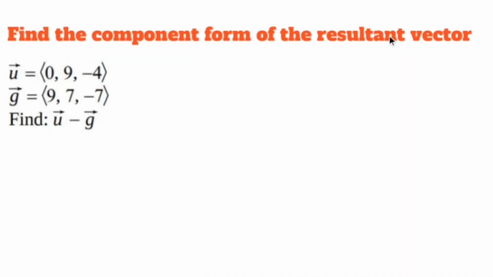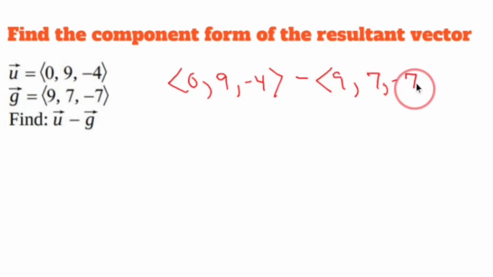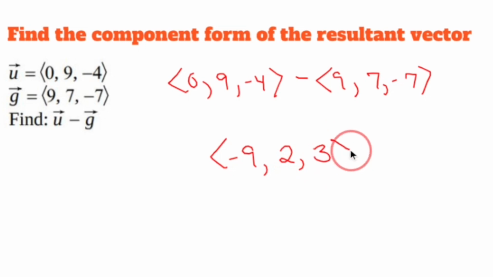Find the component of the resultant vector. All right, well, we have 3D stuff going on here, and all I'm doing is doing u minus g. So 0, 9, negative 4, minus 9, 7, negative 7. 0 minus 9 is negative 9. 9 minus 7 is 2. Negative 4 minus negative 7, double negative is 3. And we're done.